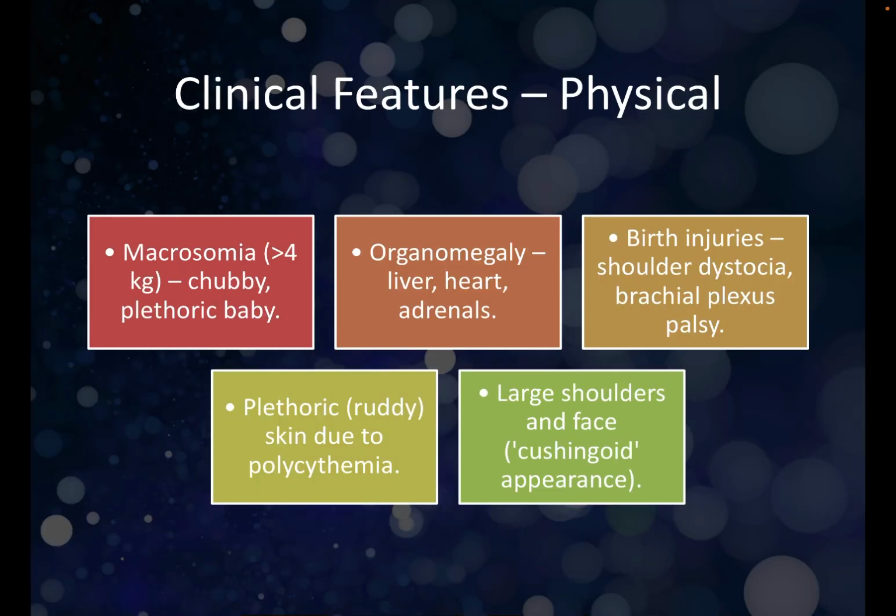So what are all the clinical features that are physical in nature? So the baby will be a big baby, that is a chubby plethoric baby with more than 4 kg, which we call macrosomia. There will be organomegaly of liver, heart, and adrenal gland. Birth injuries will be common because of shoulder dystocia and brachial plexus palsy. Then plethoric skin due to polycythemia. Large shoulders and Cushingoid face appearance will also be present.